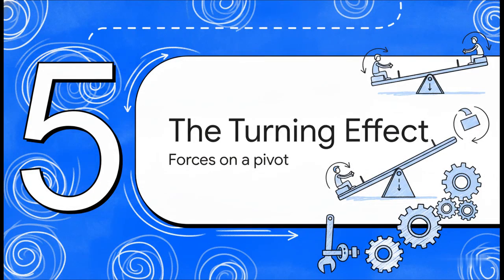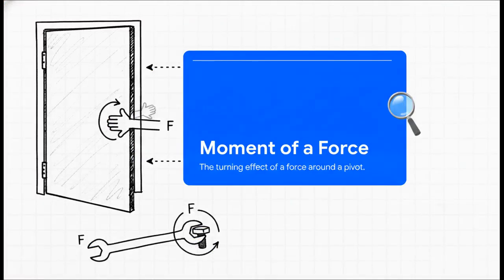Section 5. The turning effect. This next concept explains why it matters exactly where you push or pull an object. In physics, we actually call this the moment of a force. A moment is really simply the turning effect a force has around a fixed pivot point, or a hinge. Just think about opening a heavy door. You instinctively grab the handle on the far edge, right? You don't try to push it right next to the hinges.